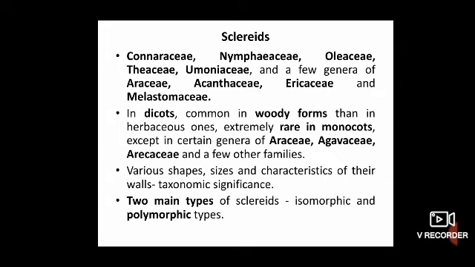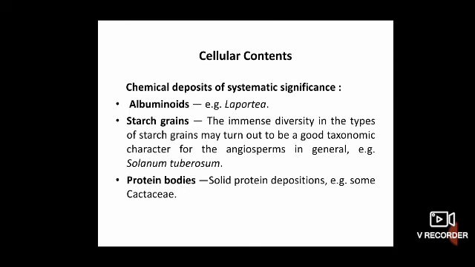In dicots, they are common in woody forms than in herbaceous ones. They are extremely rare in monocots, except in certain genera of Araceae, Agavaceae, Ericaceae and a few other families. Various shapes, sizes, and characteristics of their walls are of taxonomic significance. There are two main types of sclerids, isomorphic and polymorphic types.